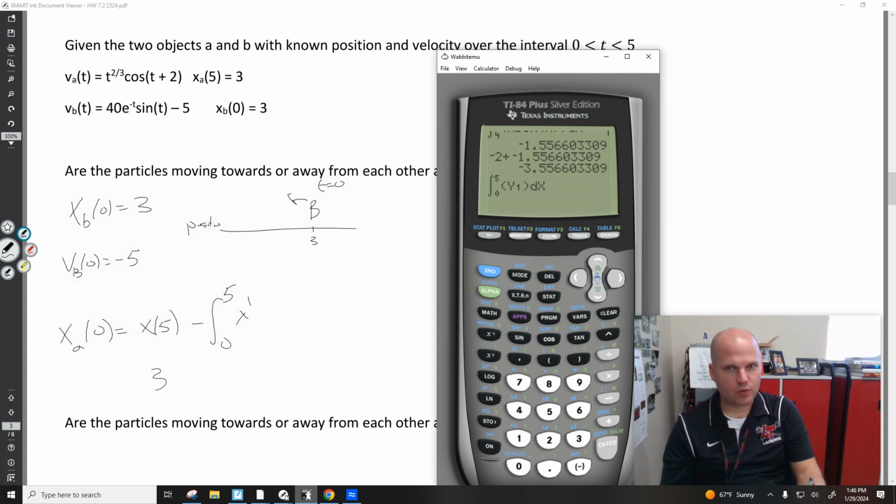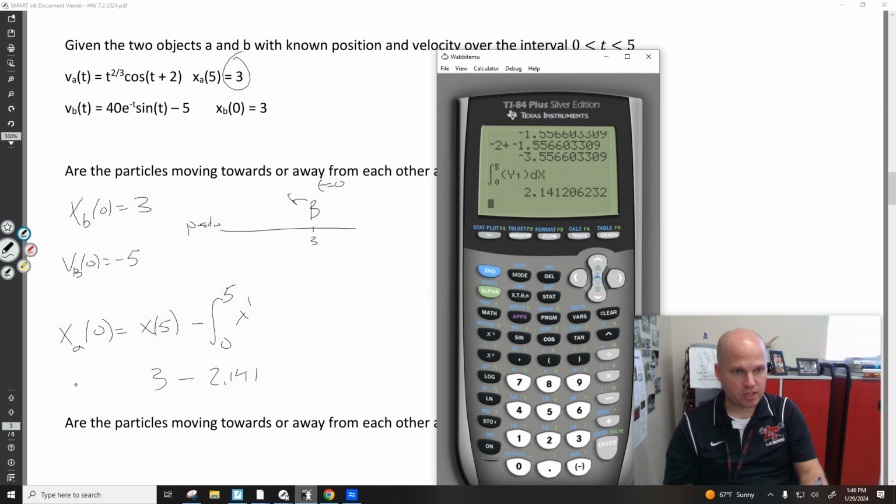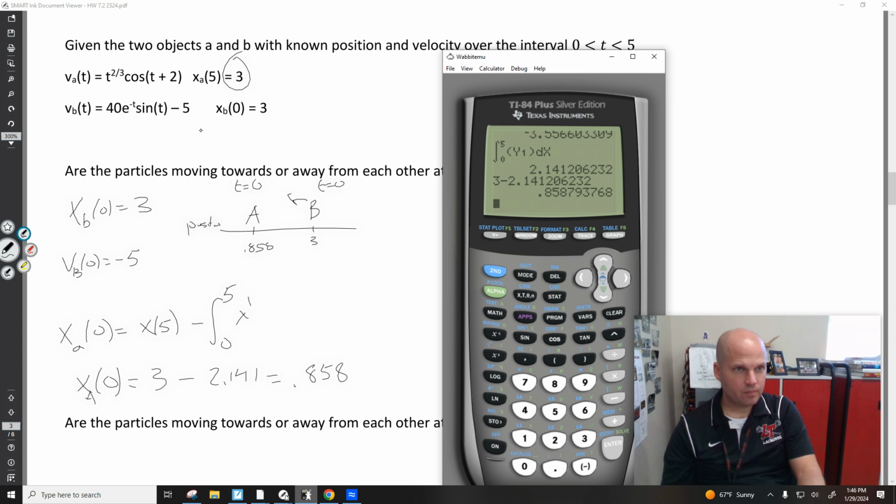So I have a position of 3, subtracting. Okay, so I go to the right 2.141 to get to the position of 3 at time 5. So that means I must come from 0.858. Okay, particle A starts at 0.858. This is the position. This is at time 0.